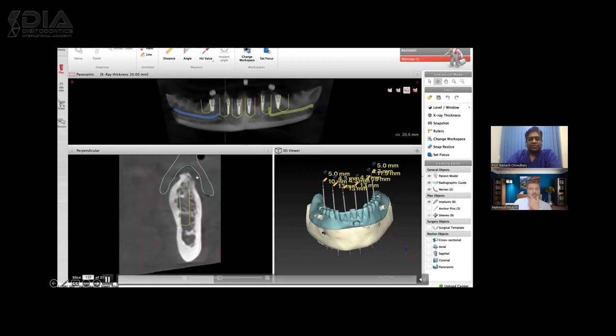And see, this is how both the data have been synchronized. You can see here, with the markers, you can make out that the denture and the CBCT of the patient's jaw are synchronized very well.